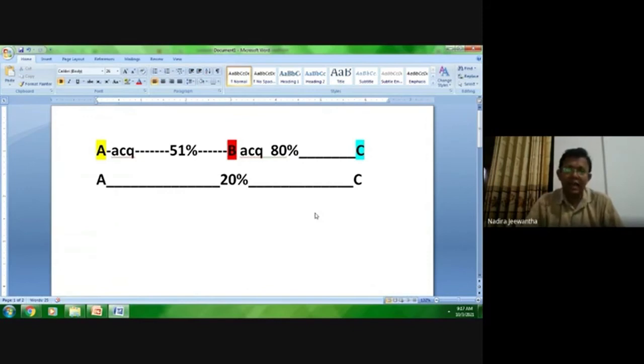Anybody can invest in any company. A has directly holding 20% of shares of C. A has made an investment in C. What's the percentage? 20%. The percentage is 20%.